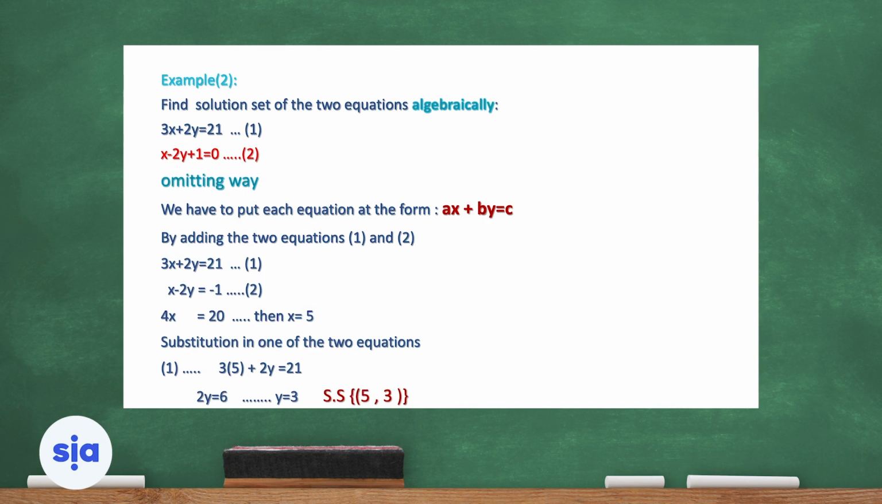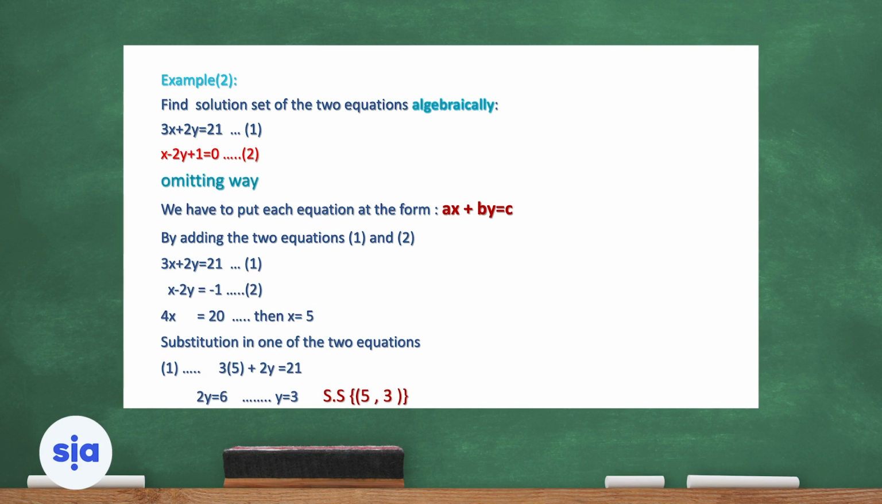Now let's move on to example 2. Here in example 2, we have two equations. The question is asking me to solve them simultaneously. The first equation, 3x plus 2y is equal to 21. And the second equation is x minus 2y plus 1 is equal to 0.